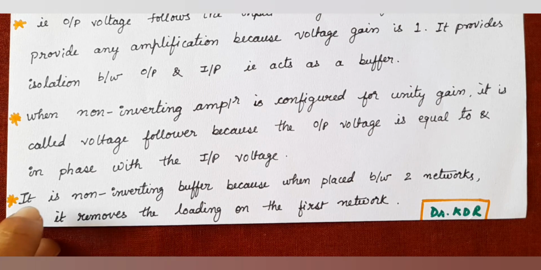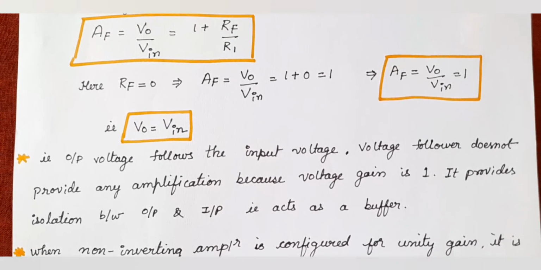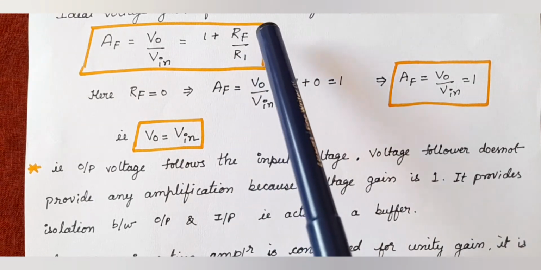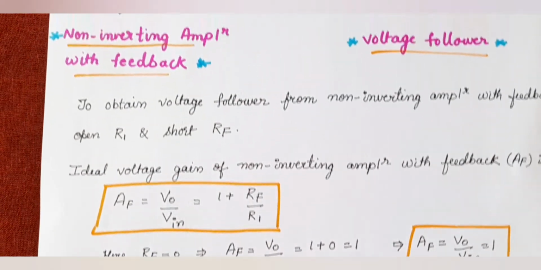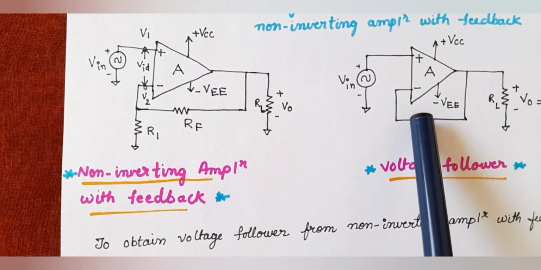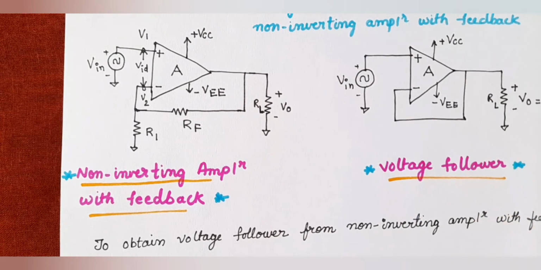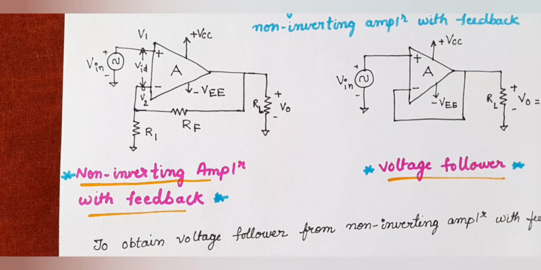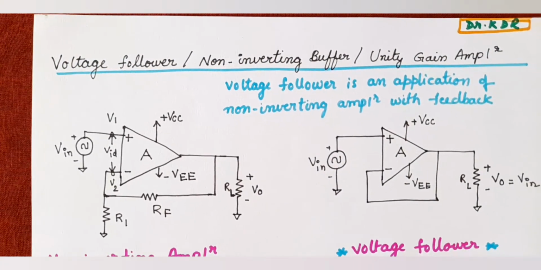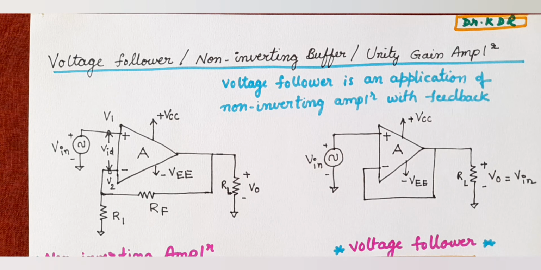So what have we understood in voltage follower? Output voltage is equal to input voltage because RF value is 0, because we have modified the circuit of non-inverting amplifier and derived the voltage follower. We have open circuited R1 and short circuited RF. So what is the gain of a voltage follower? 1, unity gain. So it is also known as unity gain amplifier or non-inverting buffer.